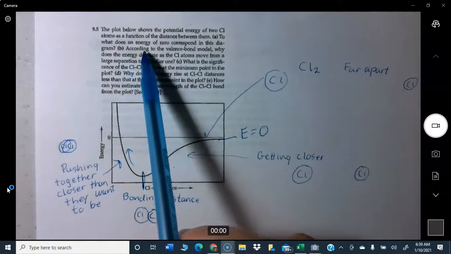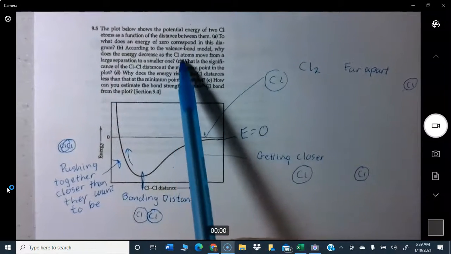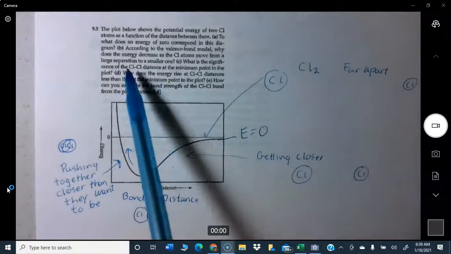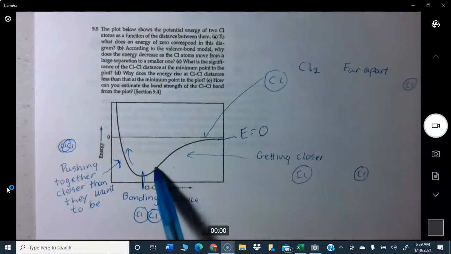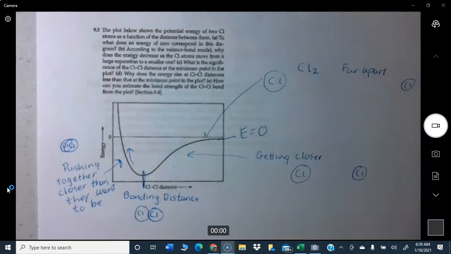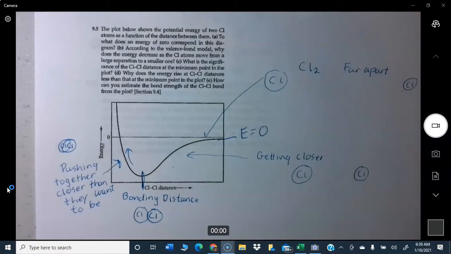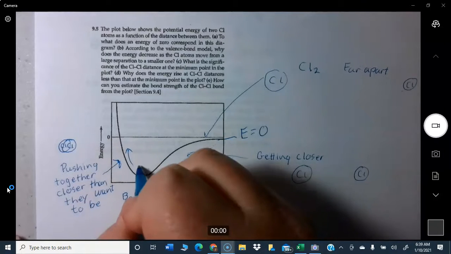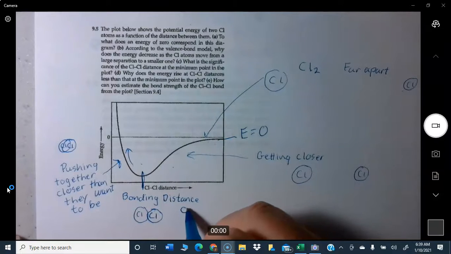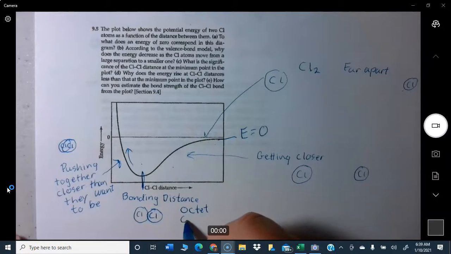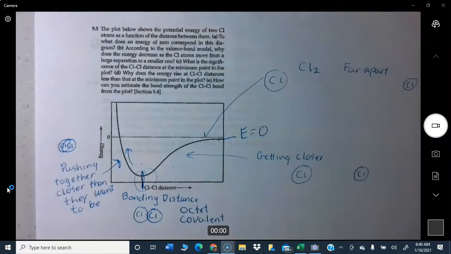Okay, according to the valence bond model, why does the energy decrease as Cl atoms move from large separation to smaller one? Because they are attracting each other, and they're going to the lowest energy state. That interaction between the protons in each atom and the electrons in each atom is just right. They're sharing electrons. This is where they have an octet and a covalent bond. This is really their happy place right there, okay? Octet rule, covalent bond, all that stuff that we talked about, that's where that happens right there.